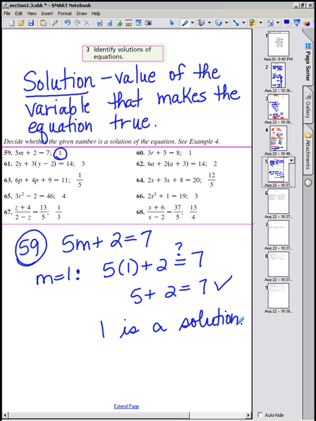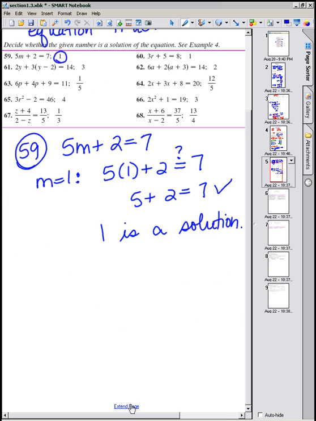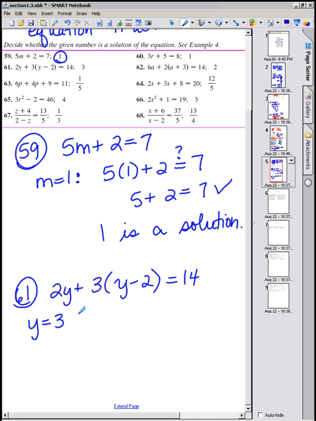Let's look at number 61. 61 is the equation 2y plus 3 times in parentheses y minus 2 is equal to 14. We're trying to find out if y equals 3 is the solution.